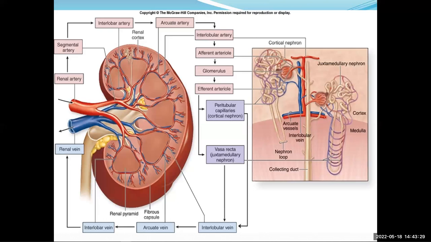The liver, well done. So it goes through the liver, and then from the liver it undergoes different processes, detoxification, deamination, and then from the liver it goes via the inferior vena cava to the heart, and then back into the systemic circulation, right? So that is important to remember.